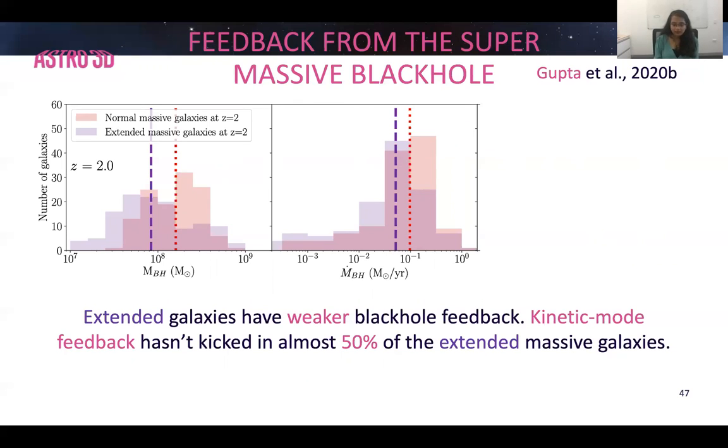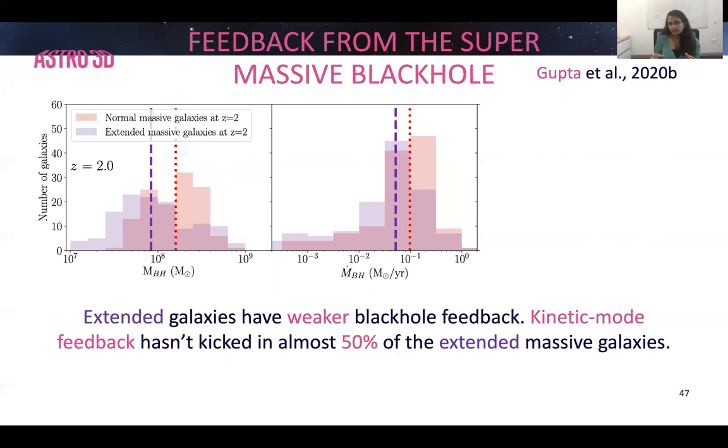Another main ingredient of AGN feedback in the Illustris model is the kind of feedback that is active. So in Illustris, feedback is implemented in two modes: kinetic mode and thermal mode. In thermal mode, the gas in the neighborhood gets thermally heated, whereas in kinetic mode, the gas gets pushed out from the center.